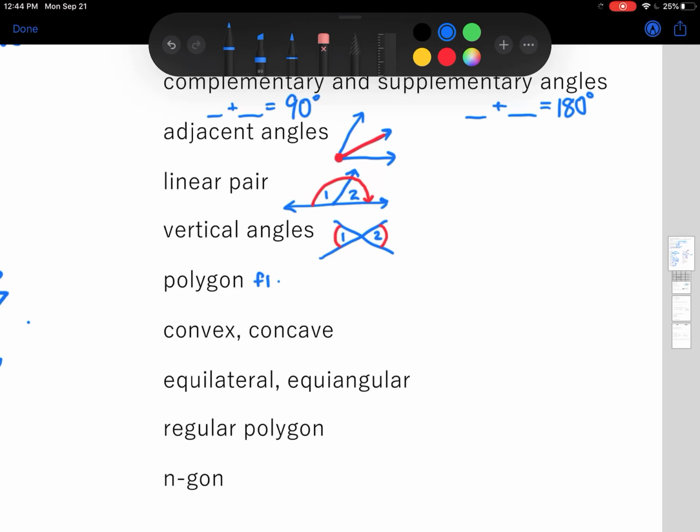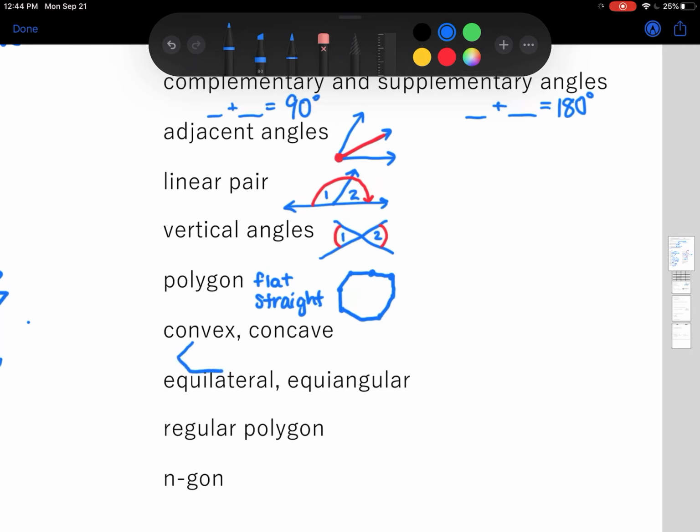Polygons. They're always flat and closed and made out of straight line segments. And something about segments connect to each other. Only two to each segment, one to each side. So each vertex connects to two other segments.